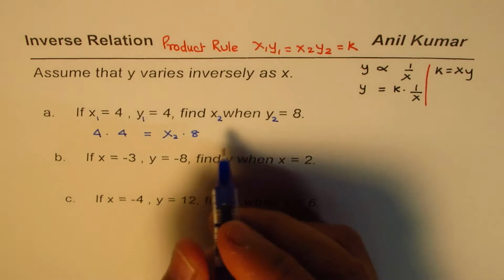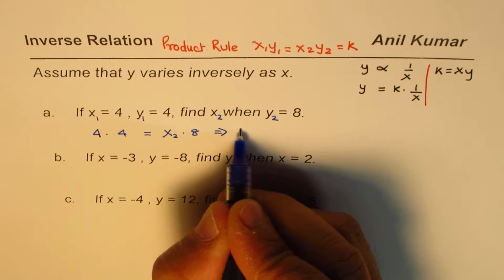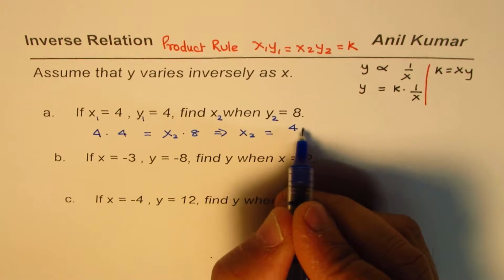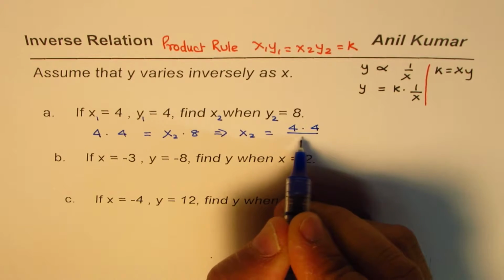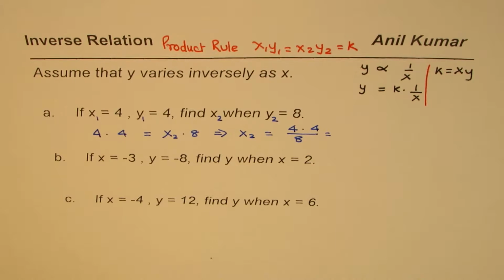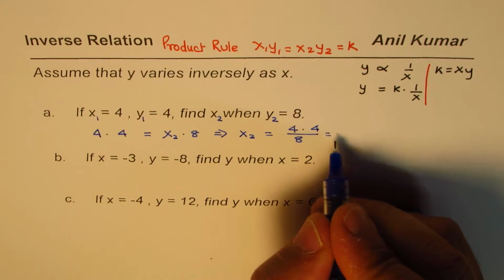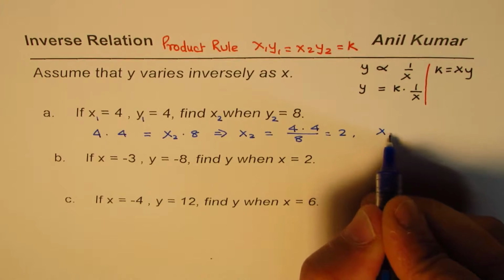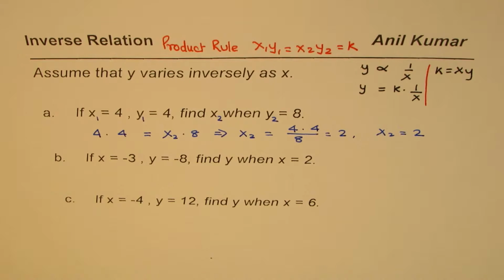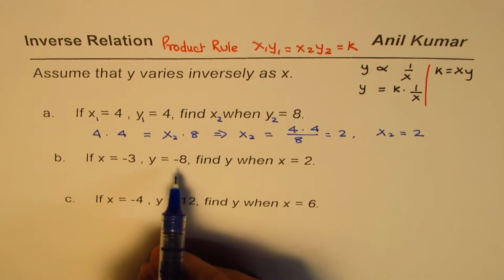So now, what is x2? So this implies that x2 is equal to the product of these two, let me write first as such, divided by 8, correct? And now you can easily find the answer. 4 times 4 is 16, divided by 8 is 2. So we get x2 as equal to 2, correct? So that is how you should be solving it. I hope the concept is clear. You can still pause the video and answer the question. Now let's do the next one.